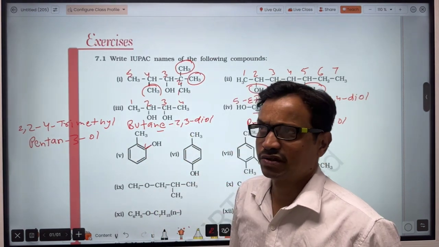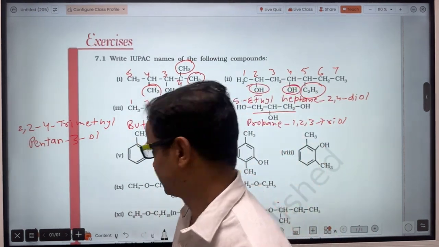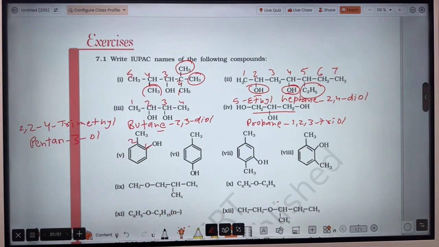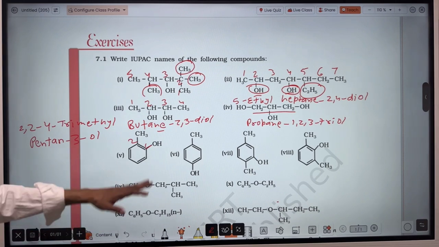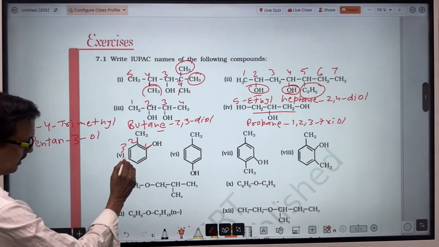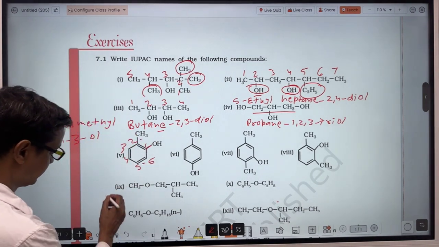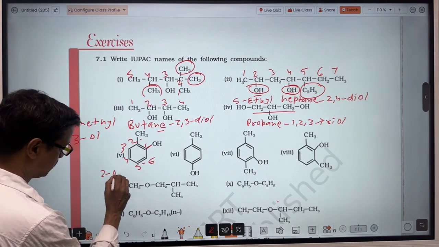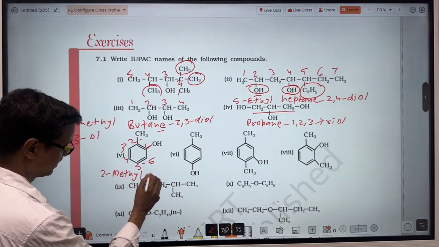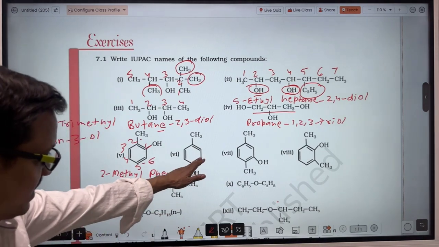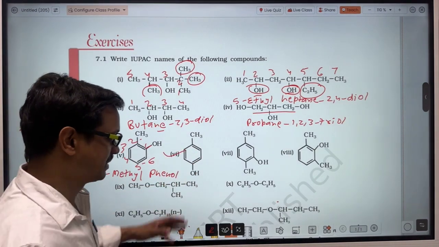So when we go anti-clockwise, then methyl will get second position. So basically we will do numbering like this: 1, 2, here 3, 4, 5, 6. So at second position there is methyl, and this one is a phenol, OH attached to the benzene, that is phenol. So simply here the name of the compound will be 2-methyl phenol. Now let's see this compound here, 4-methyl phenol.